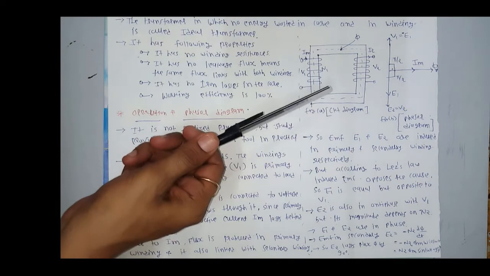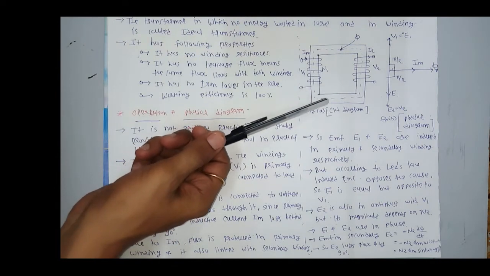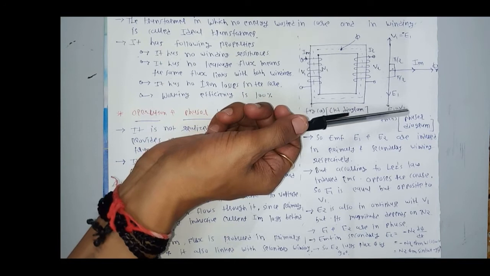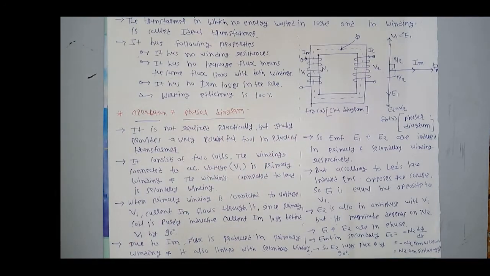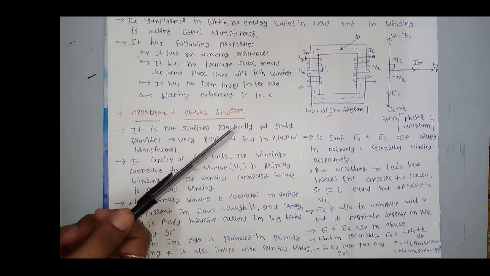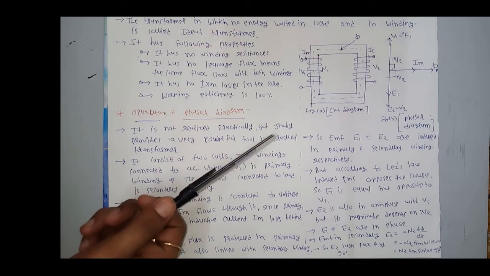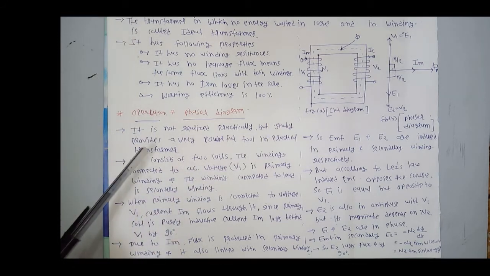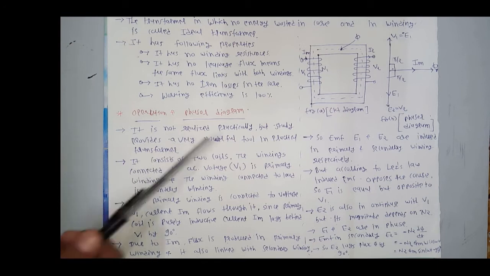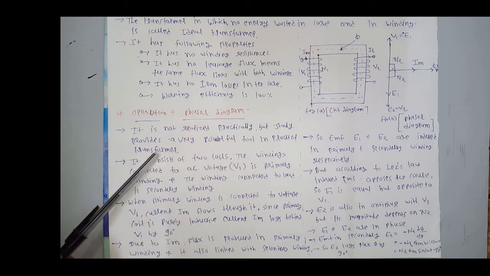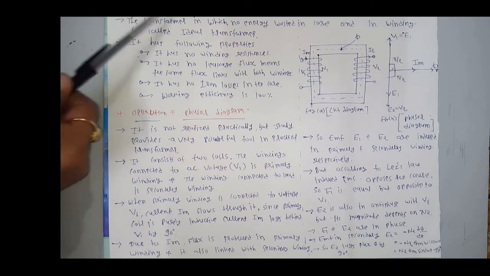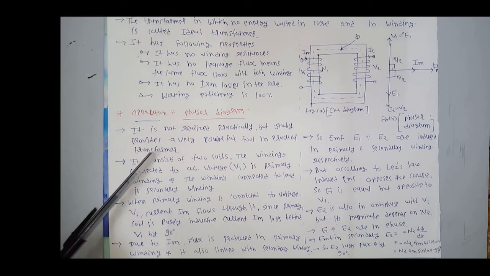See in the figure, this is the circuit diagram of the ideal transformer and this is the phasor diagram of the ideal transformer. So first of all, it is not realized practically. An ideal transformer doesn't exist, but the study of this ideal transformer provides a very powerful tool for the practical transformer. We will discuss the practical transformer in the next lectures, but this study of the ideal transformer gives us good knowledge to analyze a practical transformer.